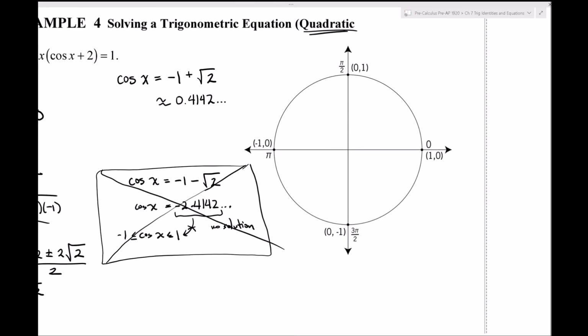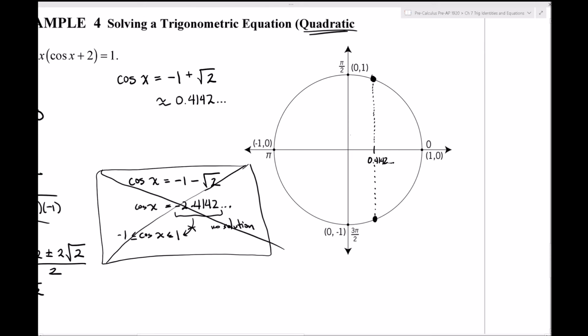Okay, so going back to it, cosine of whatever angle we're looking for is equal to 0.4142-ish. So that's an x-coordinate because cosine is an x-coordinate. We're looking for points on the circle with that x-coordinate, and there are 2 points on the circle with that x-coordinate geometrically, here and here.